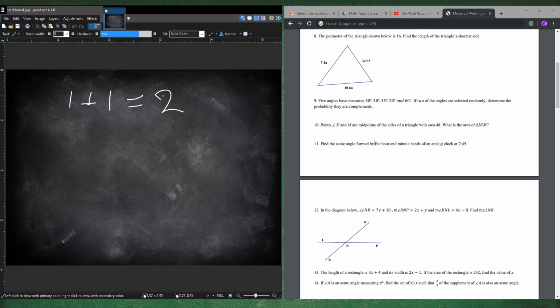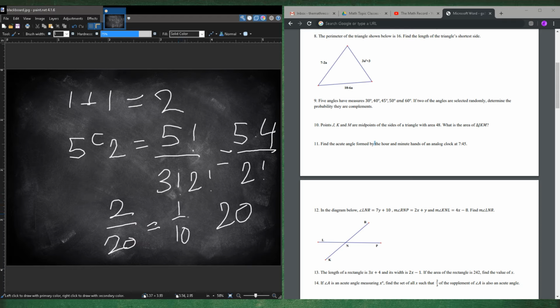So how many ways can you choose 2 out of 5? So 5 choose 2 is basically just 5 factorial over 3 factorial times 2 factorial. Since 5 factorial is 5 times 4 times 3 times 2 times 1, if you cancel out the 3 factorial on the top, you just get 5 times 4 over 2 factorial, which leaves 10. So the probability is 2 over 20, which is equal to 1/10, which is not right.